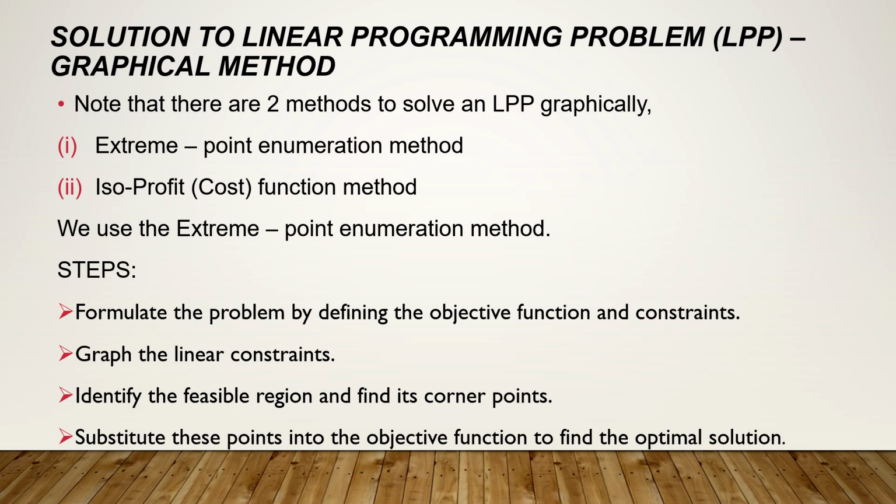Identify the feasible region and its corner points. Now there are some theorems, or you can say results, based on which it is said that your corner points will always give you your optimum value. So substitute these points into the objective function, and whichever gives the optimum value, that is your solution.